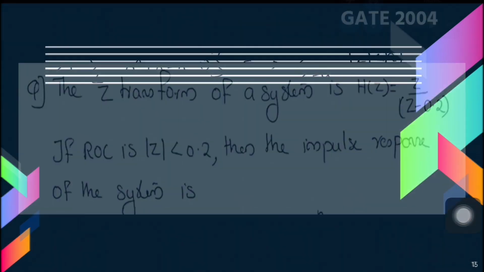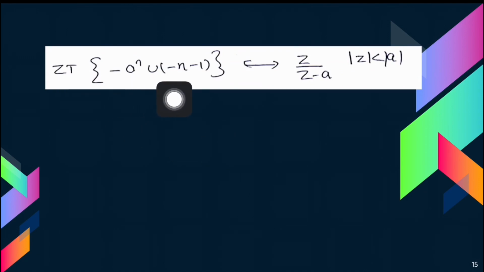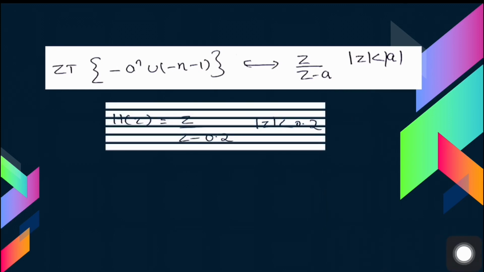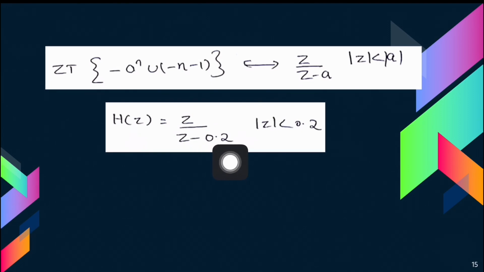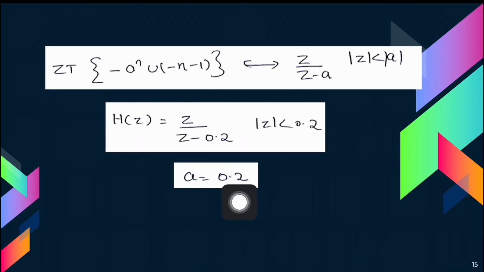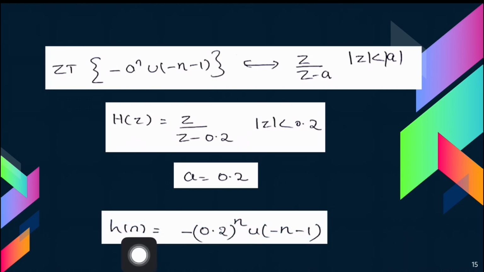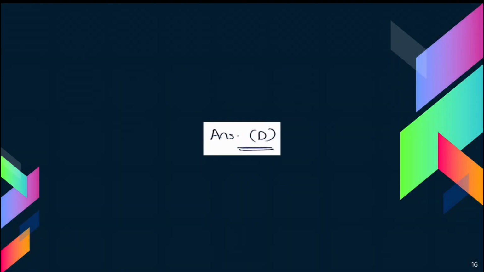Let's do that. As you know, Z transform of minus a raised to n u of minus n minus 1 is z by z minus a with ROC mod z less than mod a, where a is a constant. In our question, H of z is given as z by z minus 0.2 with ROC mod z less than 0.2. By comparing these two, we get value of a as 0.2 and hence we can write the inverse Z transform h of n as minus 0.2 whole raised to n u of minus n minus 1. Thus, our answer is option D.